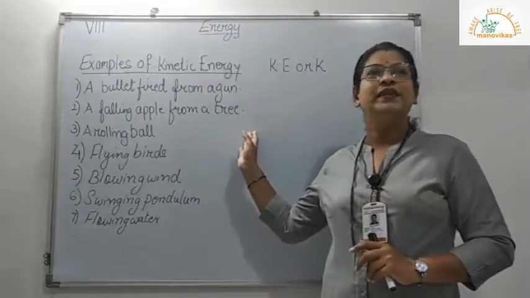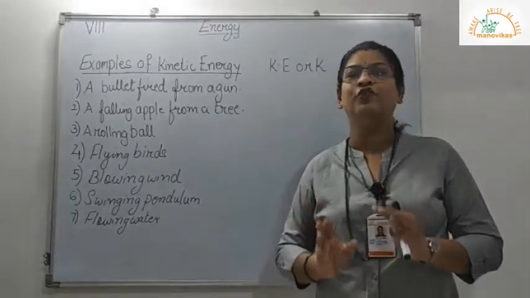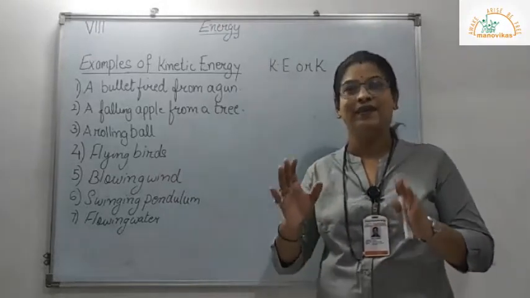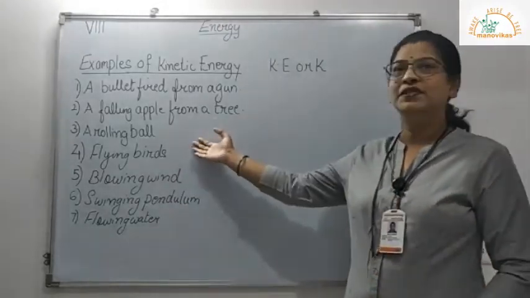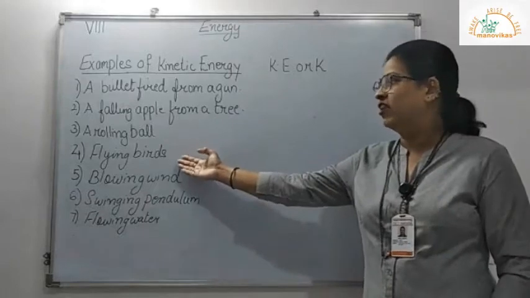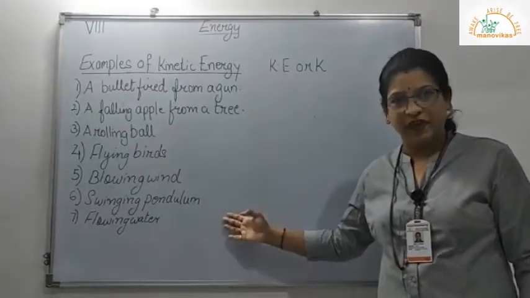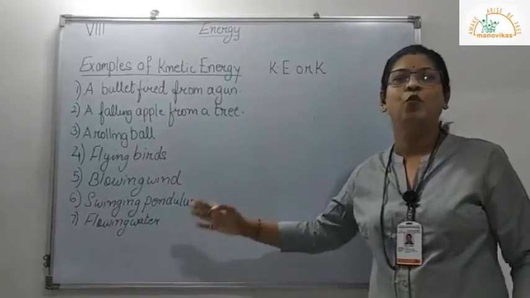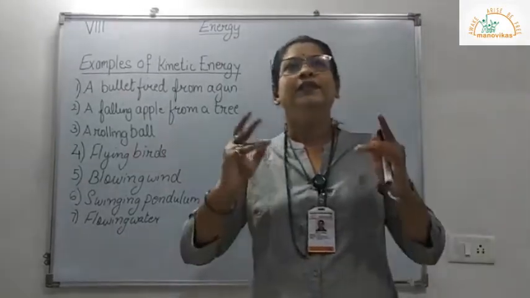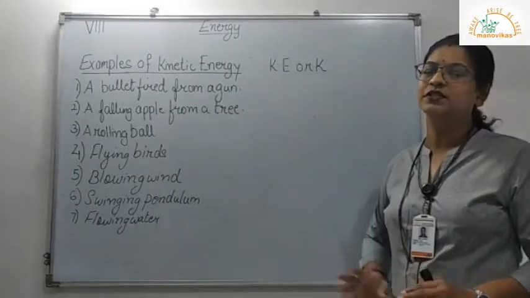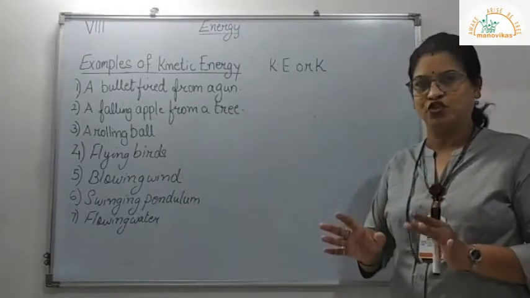Next example is an apple falling from a tree which is in motion, so it possesses kinetic energy. Other examples are a rolling ball, flying birds, then we have blowing wind, swinging pendulum and flowing water. All these examples are of kinetic energy since the body is in motion.